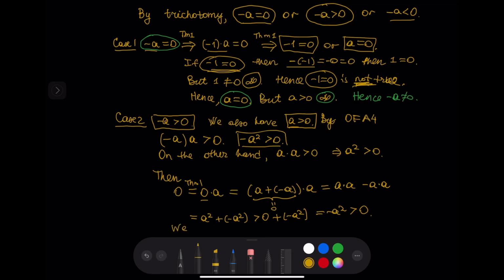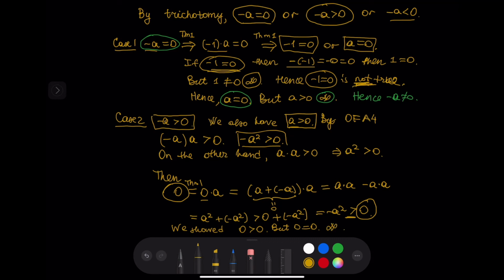So in the beginning of this chain, we have 0, and at the end of this chain, we have 0, and the inequality between them is greater than. So we showed that 0 is greater than 0, but 0 is equal to 0. So by trichotomy, we cannot have both of them. We can only have one of them. So this is a contradiction.